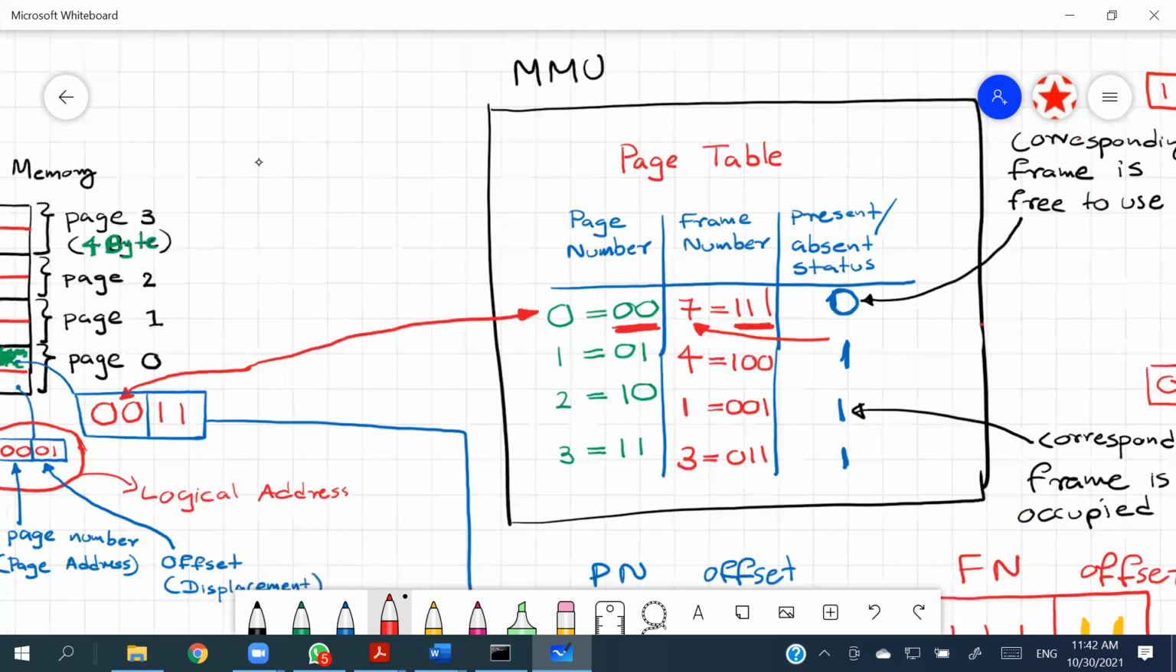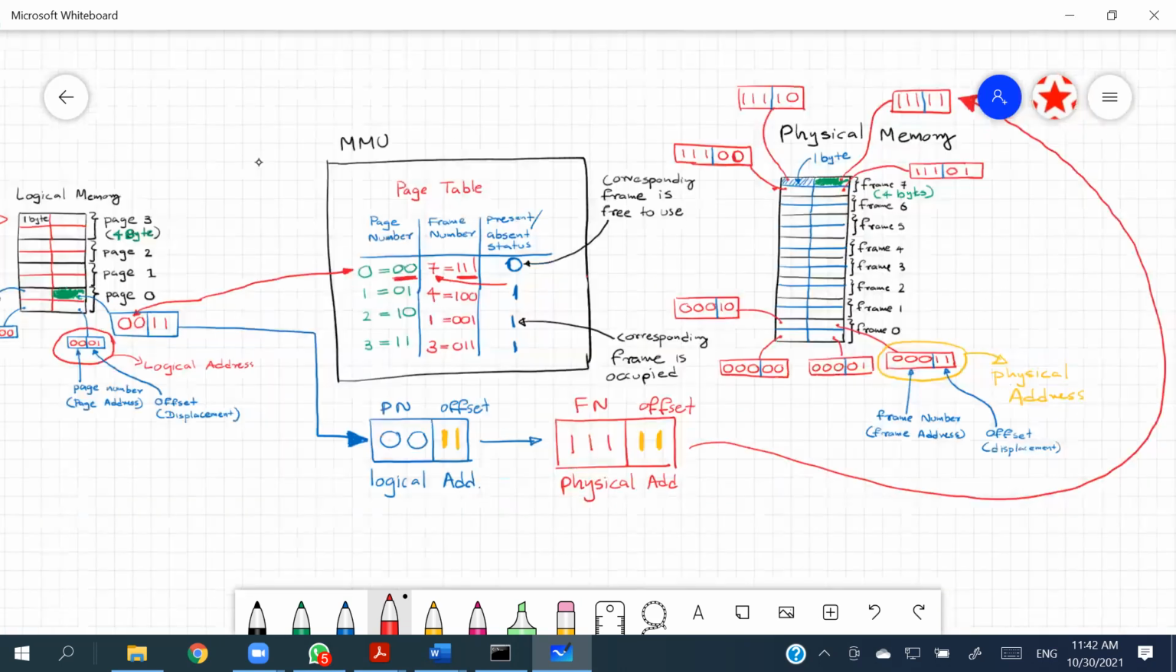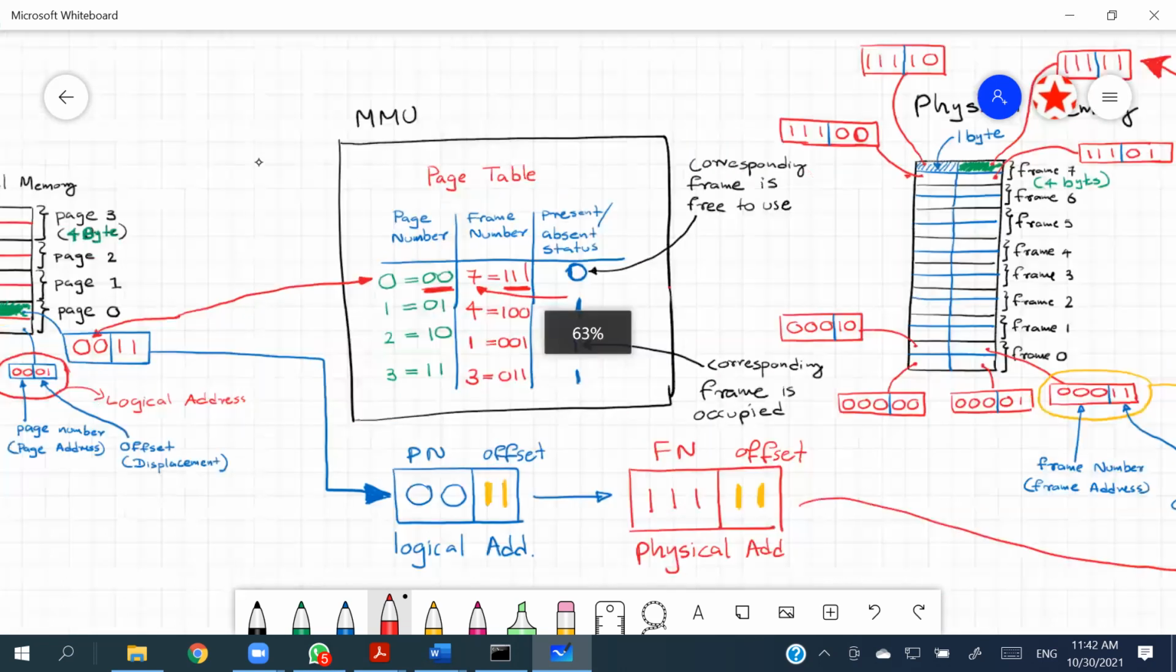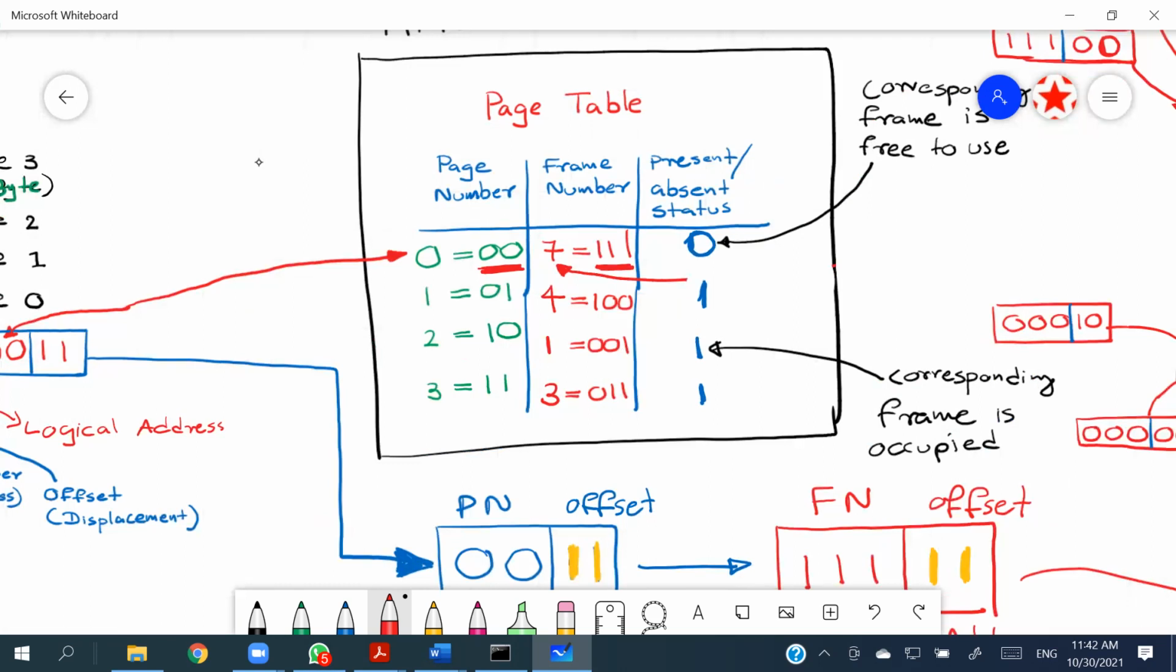Now, according to this example, in my page table, the page number 00, or in decimal value page number 0, has the corresponding frame called frame 7. And again, the present absent bit you can see is 0 on the first row of my page table. So that means any page 01, 02, 03, any of these pages will be able to occupy inside this frame number. For my example, I have taken page 0 to occupy inside the frame number called frame 7, or in binary it is indicated as 111.